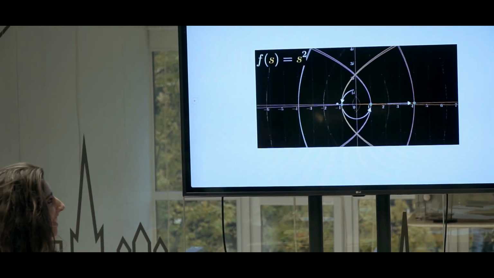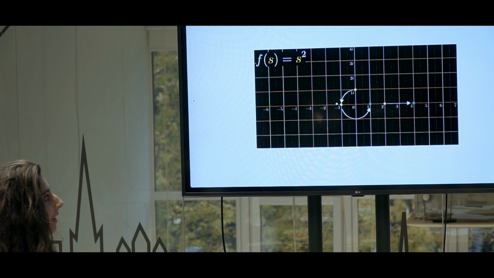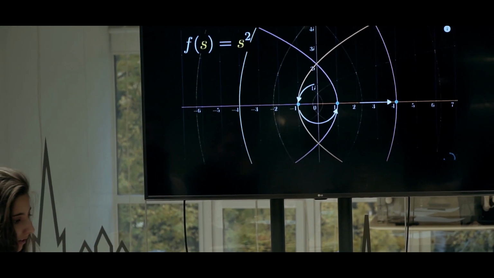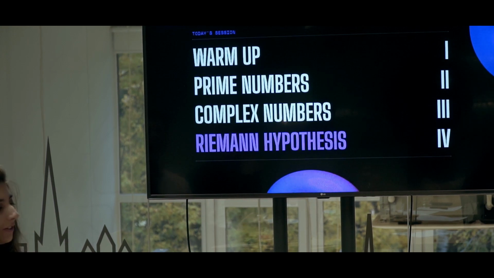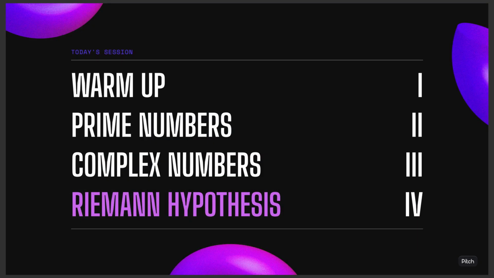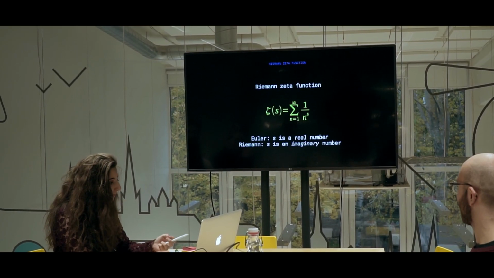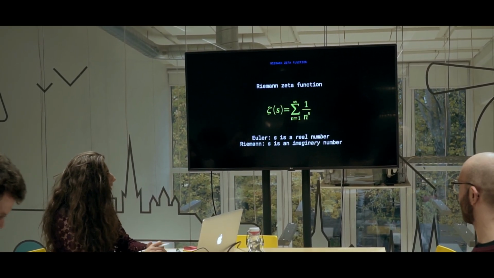So yeah, this is basically an illustration of what happens when you multiply things in a complex plane. It's all a series of rotations. So that's a very quick introduction to complex numbers, but the reason we did that is to now understand this Riemann hypothesis, which has a lot to do with complex numbers. So back to this strange function from before.